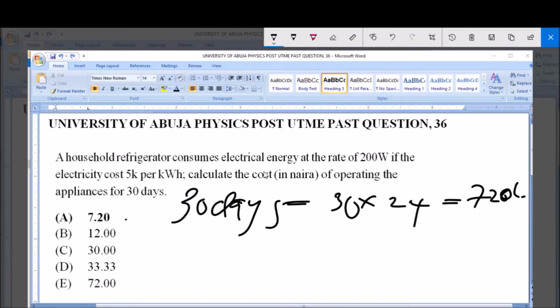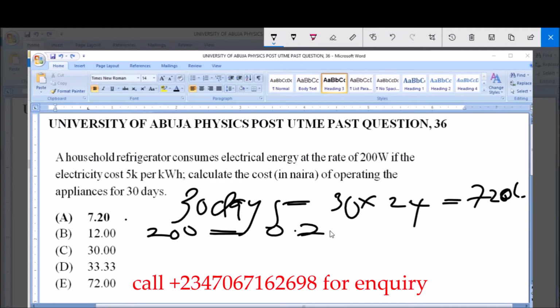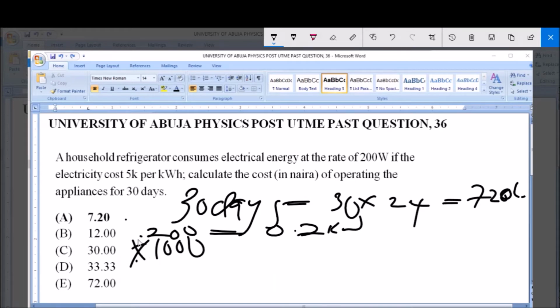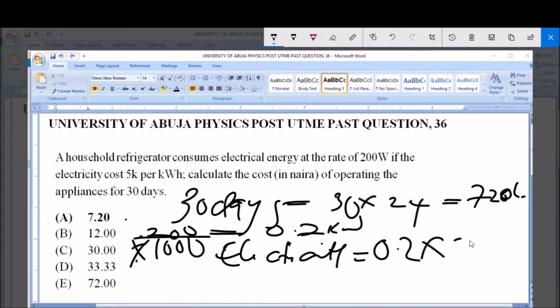Now this question is telling us that it has consumed 200 watts for 720 hours. Our unit is in kilowatts, so you convert 200 watts to kilowatts. 200 watts is the same thing as 0.2 kilowatts when you divide it by 1000. Now the quantity of electricity consumed in kilowatt hour will be 0.2 multiplied by 720, which will give you 144 kilowatt hour.